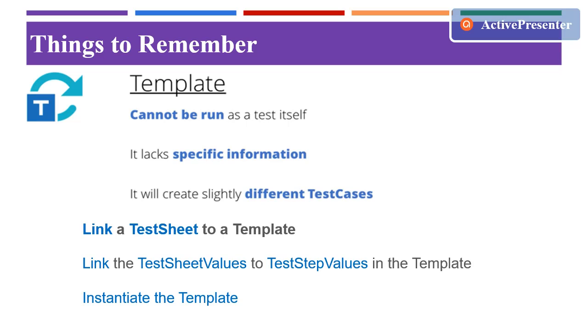Then what do we need to do? To run the template as test case combinations, you have to link a test sheet to a template. The test sheet we already created in my previous session, so we need to link the test sheet to this template. You also need to link the test sheet values to the test step values in the template, and then you need to instantiate the template. Then it creates multiple test cases which are runnable, which means those test cases can be run by using Tosca.